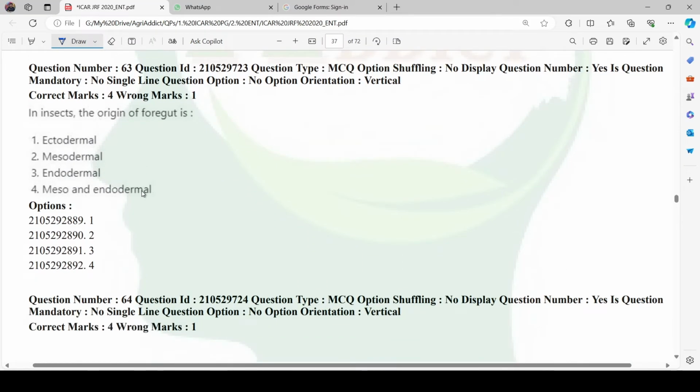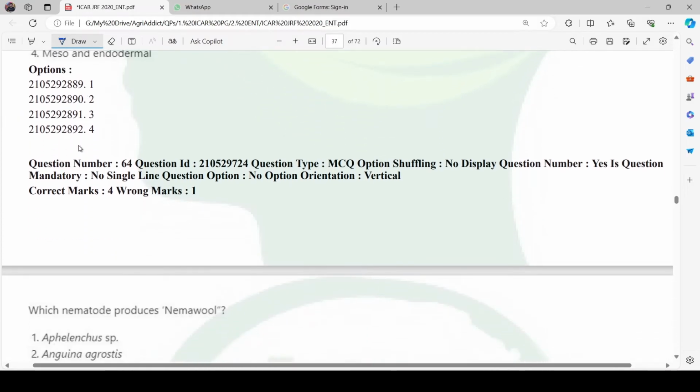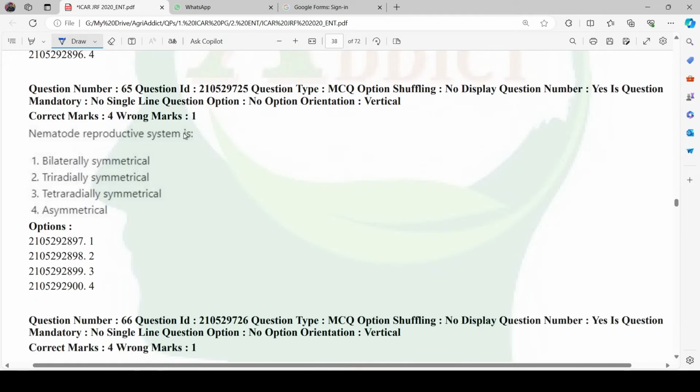In insect, the origin of foregut is a very basic question: ectodermal. Fore and hindgut are ectodermal and midgut is endodermal. Which nematode produces nema wool? Basic question, that is Ditylenchus dipsaci. That is stem and bulb nematode; in J4 stage it produces nema wool. Direct question from Bajaj and Walia book.